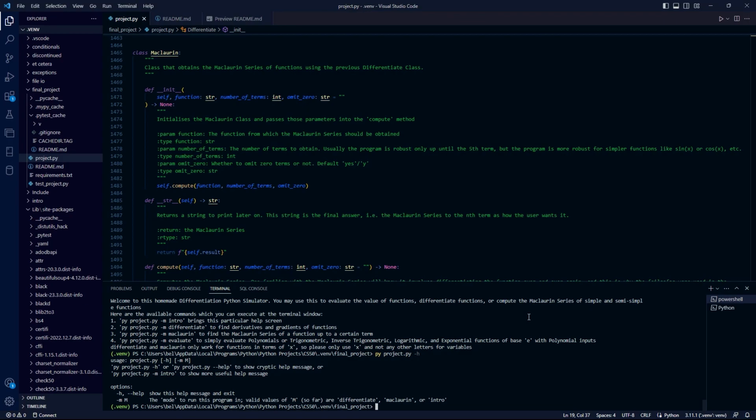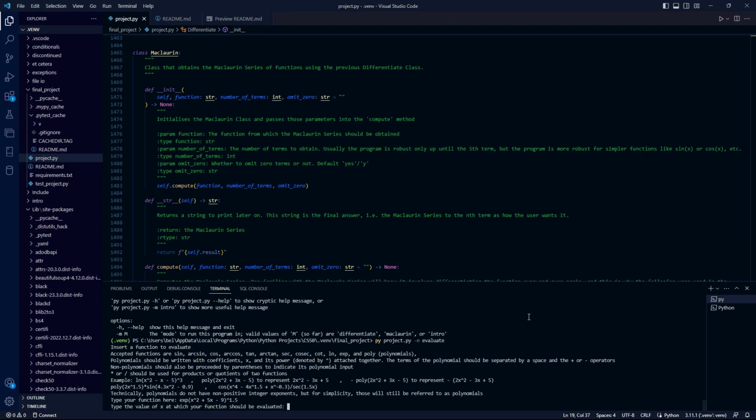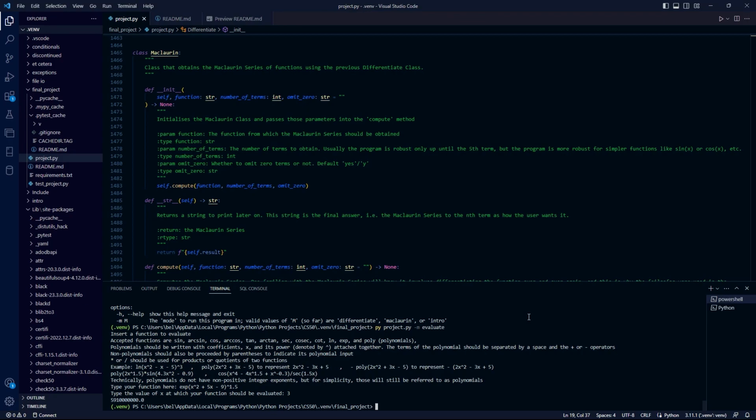So according to the help screen, we have four different modes that we can run this program in: intro, differentiate, Maclaurin, and evaluate. So as the names suggest, evaluate essentially allows us to evaluate the value of a function at different points. So if we were to do this, and let's say I want to find the value of that function when x equals 3, then we will get that value.